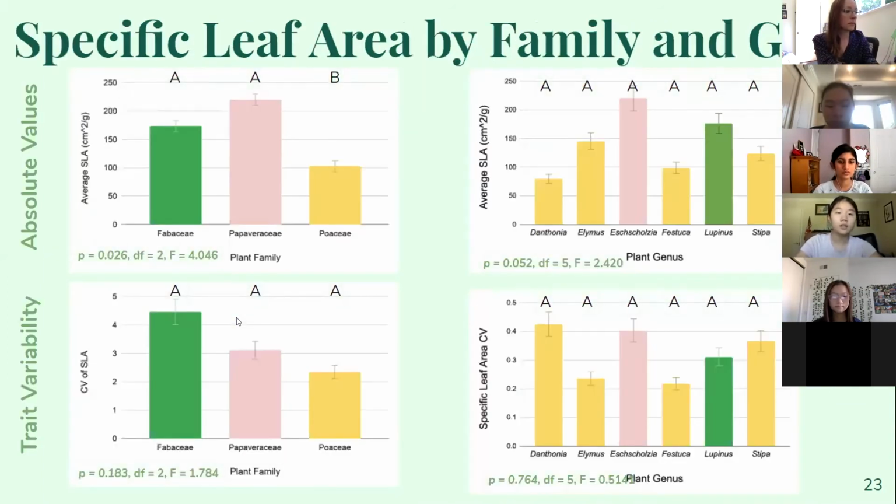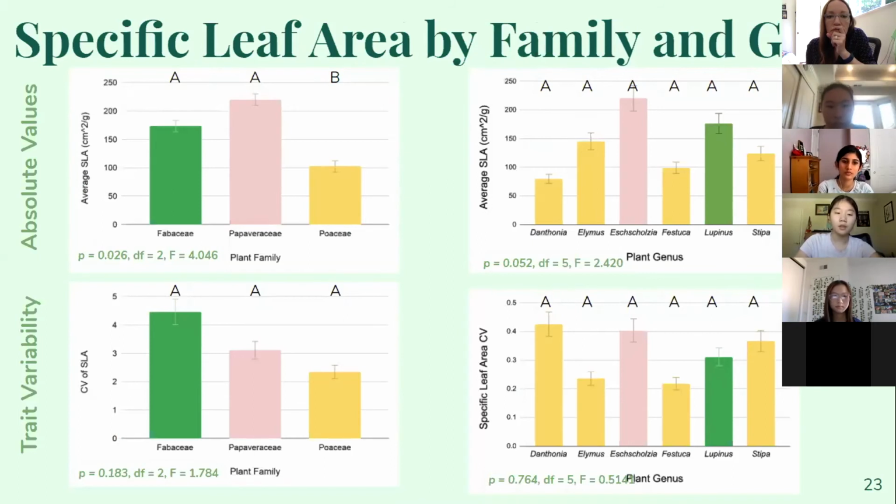We also tested to see if evolutionary relationships played a part in specific leaf area, which is a commonly used functional trait for plants. The top 2 graphs show the absolute value of the specific leaf area, and the bottom 2 graphs show the trait variability, or basically the coefficient of variation of the specific leaf area. The left shows the differences in plant family, while the right shows the plant genus.